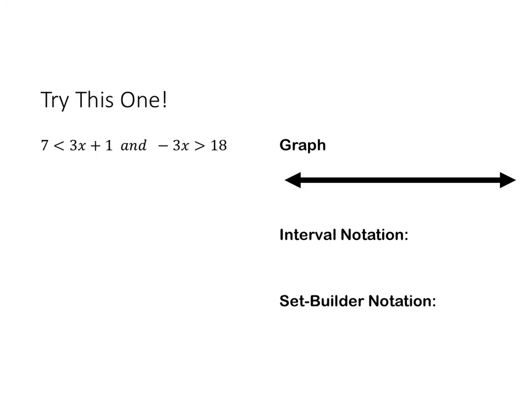Alright, here's a problem for you to try. I want you to solve both of these, but I'm going to make one minor change here. I'm going to take this 18 and I want you to change it to a negative 18. Alright, so we're making this negative 3x is greater than negative 18. So solve both of these inequalities. Remember they have the word and in between them, and once you get them solved, graph it, write the interval notation and the set builder notation. And when you're done, have the problem finished, restart the video. So pause it now.